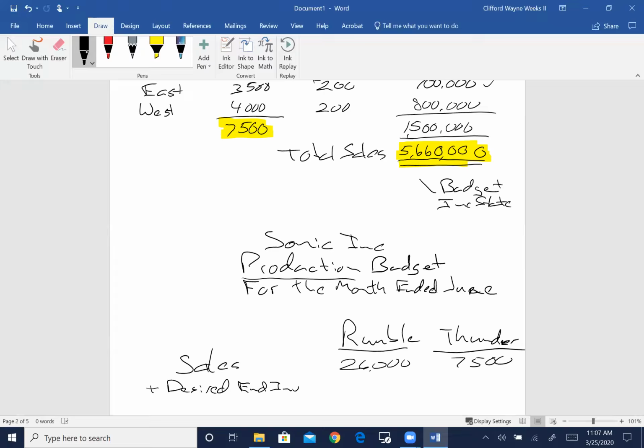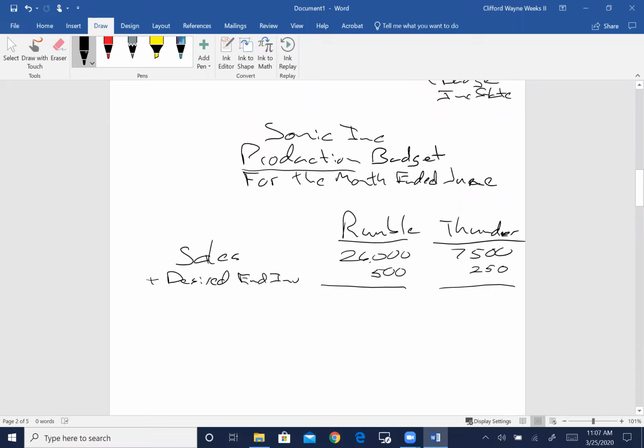And so we want to make sure we have an extra 500 units for Rumble and 250 for Thunder. These are our needs. I don't think the textbook uses that as a title, but these are our production needs. In order to meet the expected sales and to have a little cushion, we need to produce 26,500 units during this month, or 7,750 in Thunder.